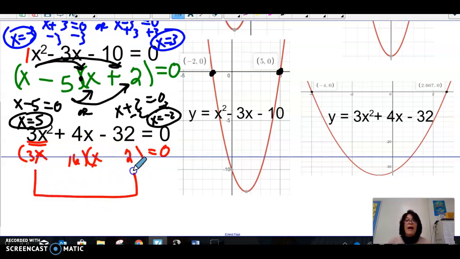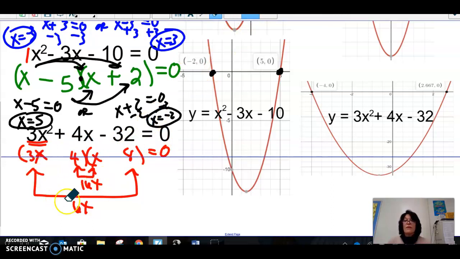Then let's look at our outer product and our inner product. Is there any way that our outer product, which is 6x, and our inner product, which is 16x, would combine to give me my 4 in the middle? Nope. I picked the wrong things that multiply to 32. Maybe it's 8 times 4.